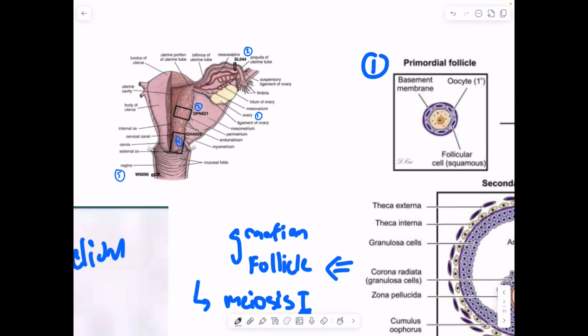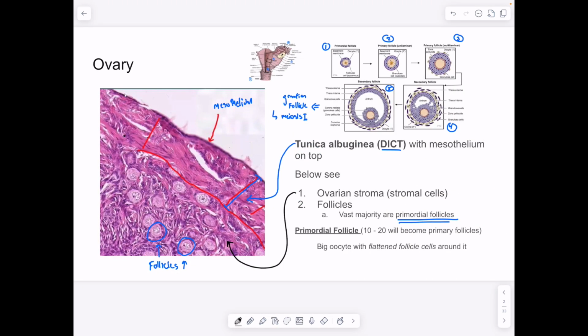So, starting with the ovary, we know, of course, that the ovary is responsible for the production of oocytes, the eggs. And in particular, this is a cross-section of our ovary. You can see that we have a whole bunch of what we call follicles. And these follicles are going to eventually become our oocyte, the egg, right?